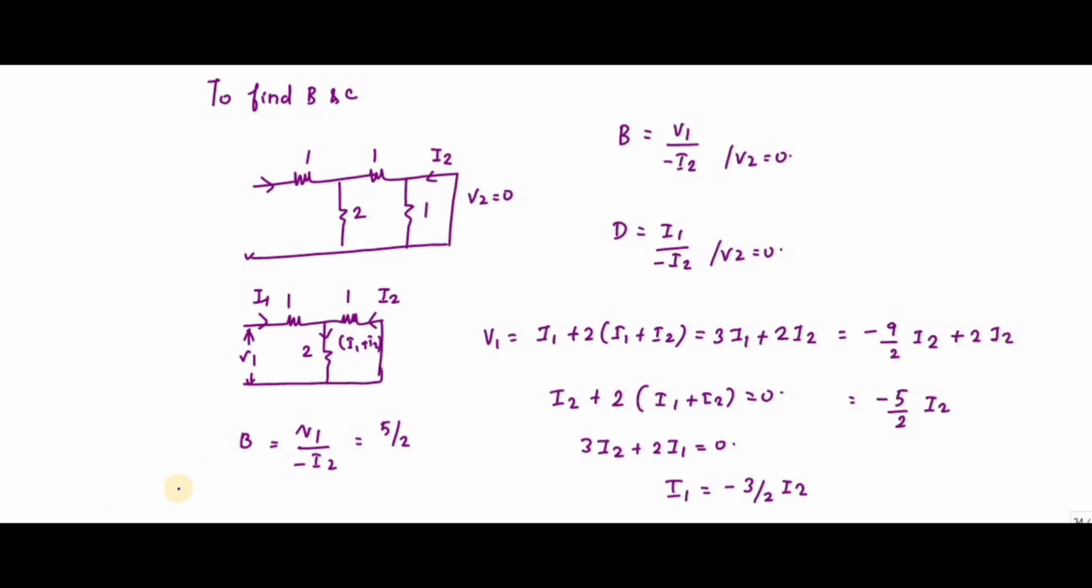B is in terms of ohms. What is I1 divided by minus I2? That is 3 by 2, which is nothing but D. So D is equal to 3 by 2. Here also it is a unitless quantity since it is a current gain.